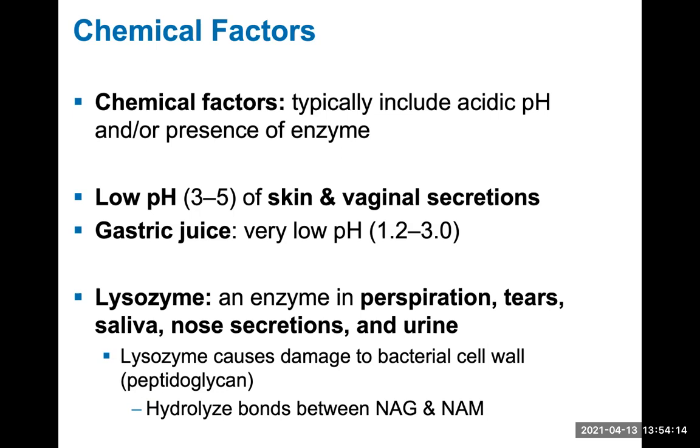And then perspiration, so sweat, tears, saliva, some of the secretions from the nose and urine will also contain an enzyme. So in addition to these low pHs that we just looked at, we have lysozyme, which is an enzyme that specifically breaks down peptidoglycan. So lysozyme is protecting you from bacteria only, and it's going to be better at protecting against gram positive than it will be gram negative, because remember, gram negative have that outer membrane.